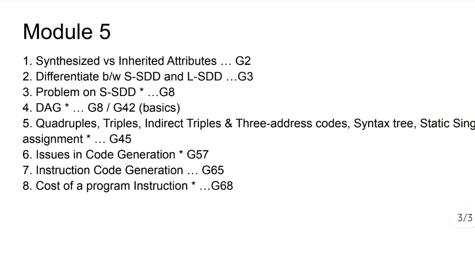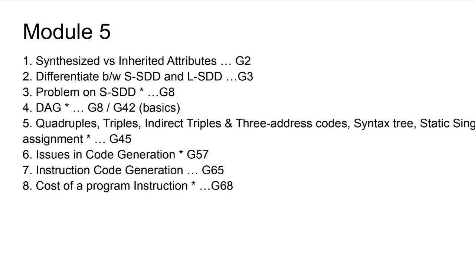Let's move on to the next module, module 5. Here also many things are there, because it is a numerical module. So here we don't have much theory, but some of the theory parts which are present are the synthesized versus inherited attribute, differentiate between SDD and L-SDD, and issues in code generation. Never miss this topic, issues in code generation. So these are the three topics which you should never miss in module 5. So let's get started. I'll be explaining module 5 in some depth, because in the theory video I have not explained it properly, because the annotation was not there and I was not aware of it. So let's get started with module 5.